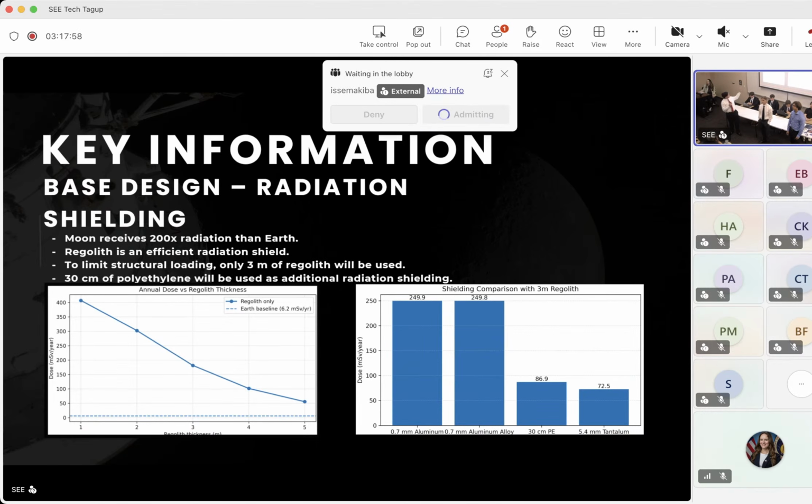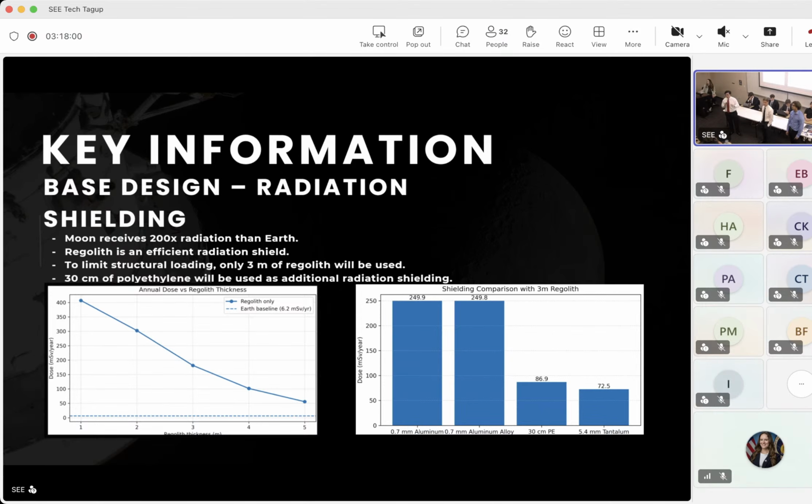We have found that a 3-meter layer of lunar regolith on the outside of the dome would both prevent structural loading from overcoming what we had as support and also protect the astronauts correctly. We also have a 30 centimeter layer of polyethylene liner underneath that, which serves as additional protection for the astronauts.